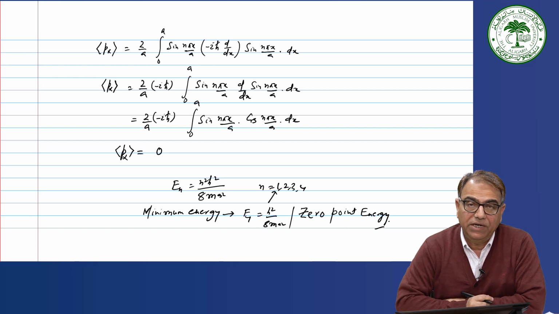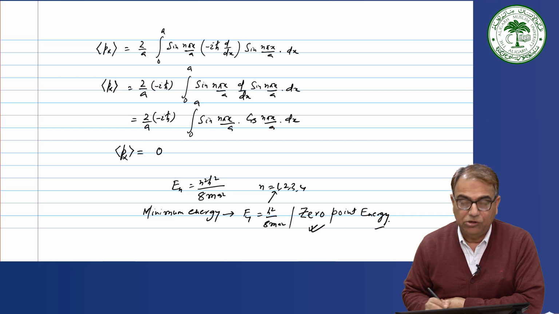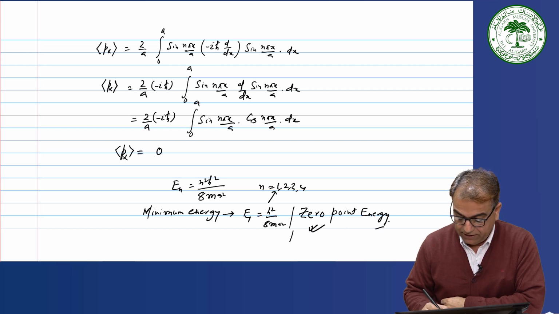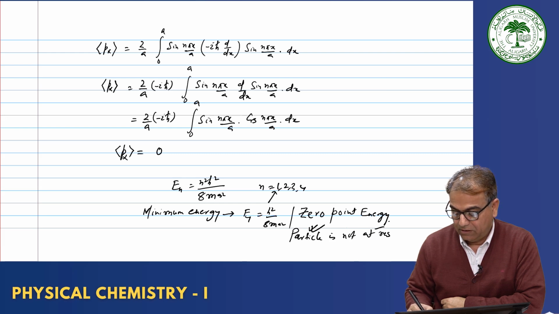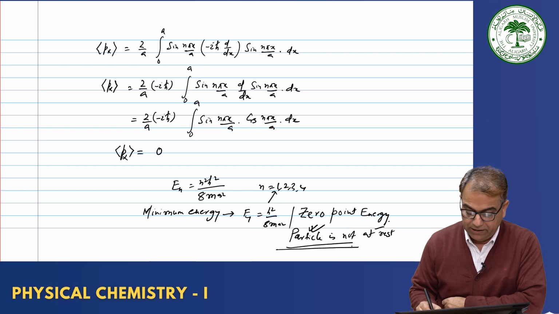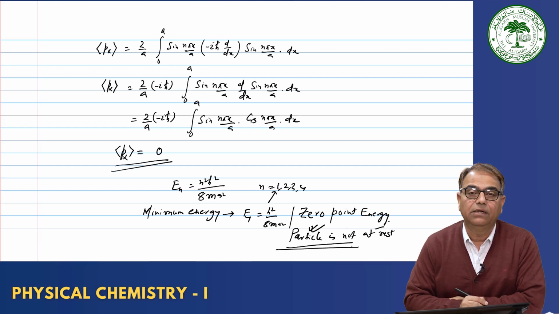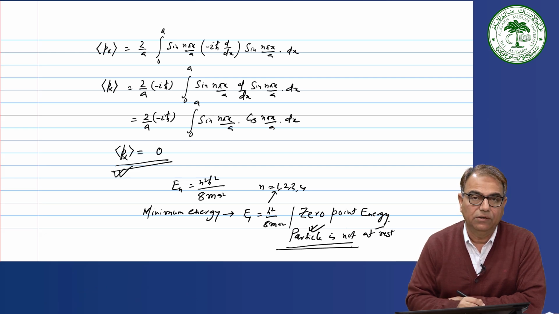If you have this much energy, then the energy is there, so the particle is not at rest. Even at minimum energy, the particle is not at rest. So if you compare this result with that result, it is quite contradictory, because you get the average value of the momentum as 0, and yet you say the particle is not at rest. If the particle is moving, there should be momentum.